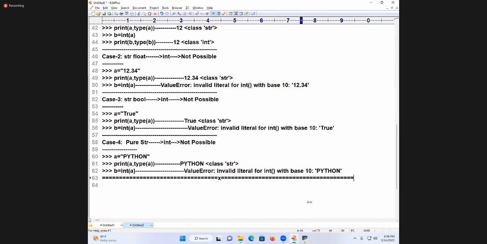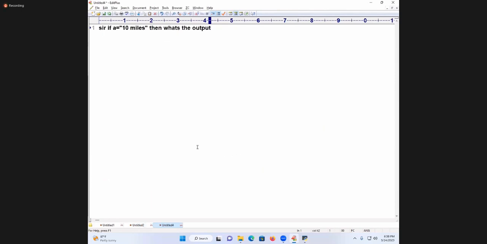Right. Somebody is asking, Yashwant is asking this question. Maybe this time you need to ask, sir, if A is equal to 10 miles, then what is the output? I don't know what is being asked. What is the 10 miles? If A is equal to 10 miles, what is the output he is asking? I hope he is asking like this.